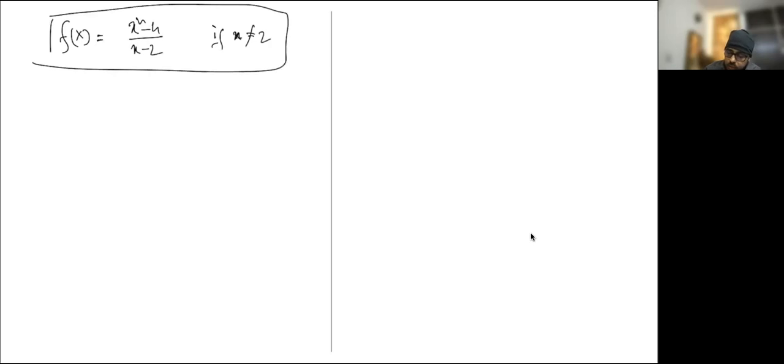So for example, let's say, this is something you would have seen, probably in school. The quantity on the right side that I've written is defined for x not equal to 2. So let's say this is our function. It is defined everywhere except the point 2.